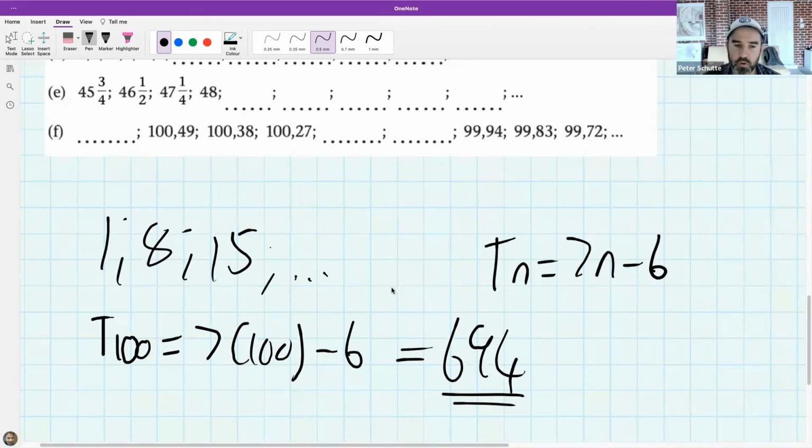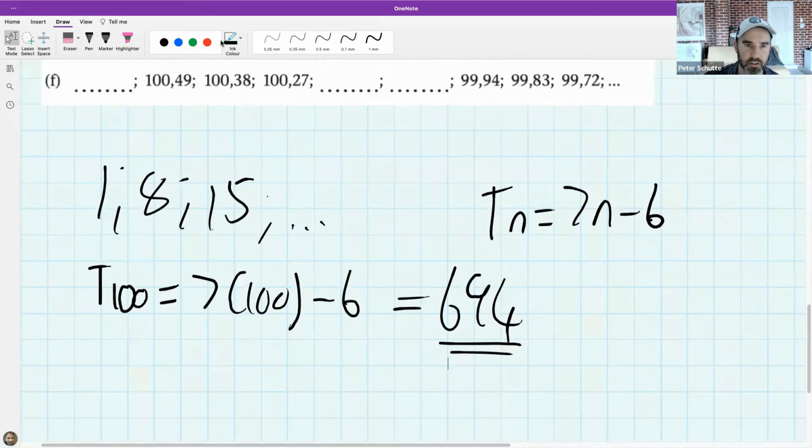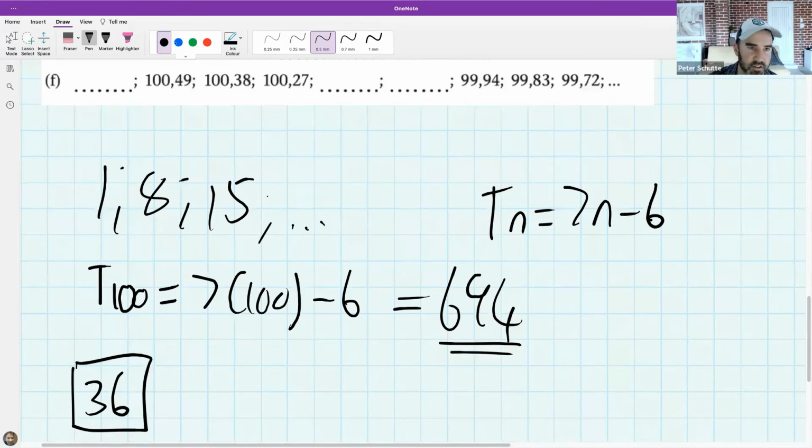So once you know how to find the formula, and then find a term in the list, what's the other question we need to think about? I want you to think about this question. If I said to you, is the number 36 in this number pattern? So if we focus on the number 36, is 36 in this particular number pattern? Say yes or no in the chat. Thumbs up is yes, thumbs down is no.